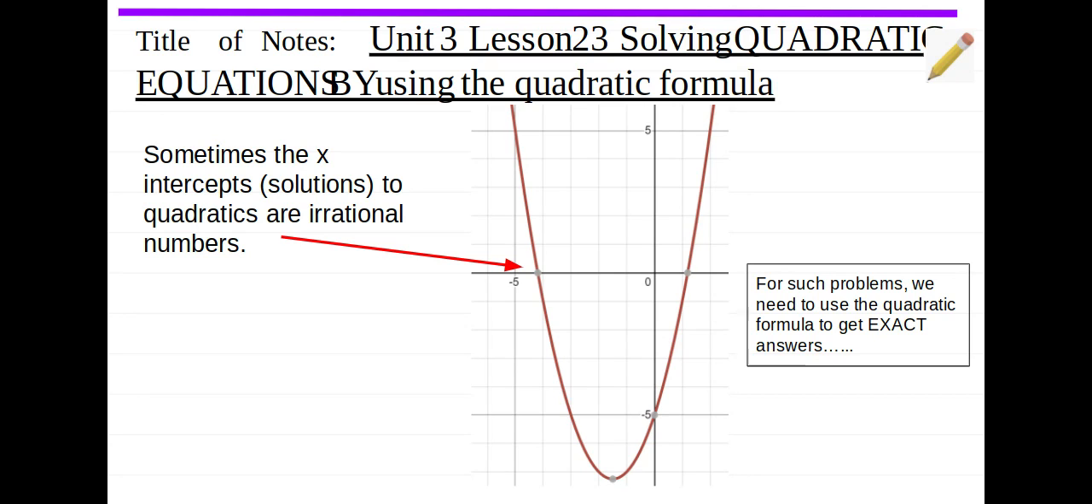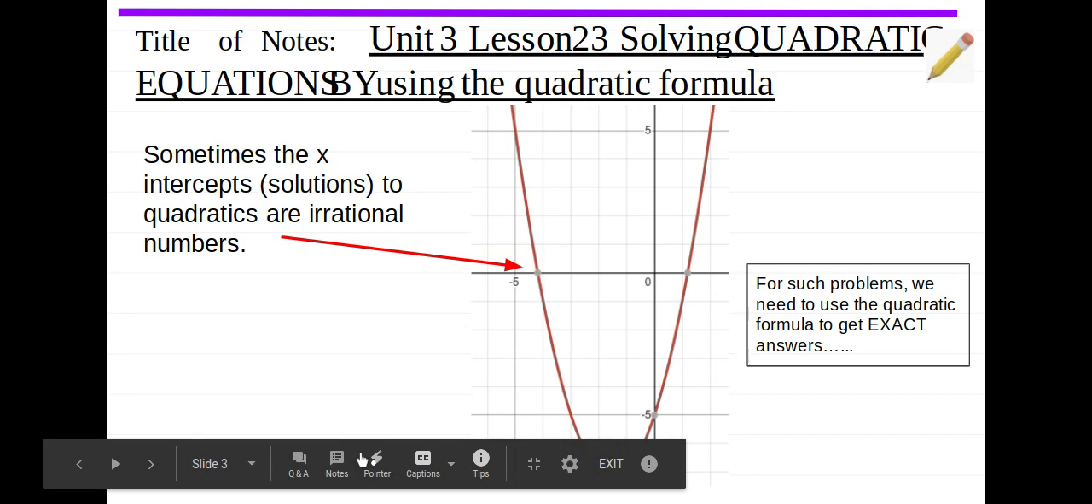Sorry about that. So we've been talking for the past couple of lessons about finding the x-intercepts of a quadratic. We've already gone through the axis of symmetry, the vertex, and now we've been focusing on those x-intercepts.